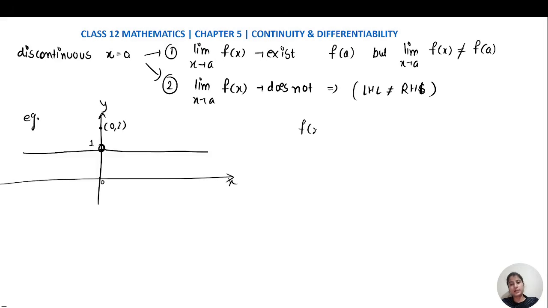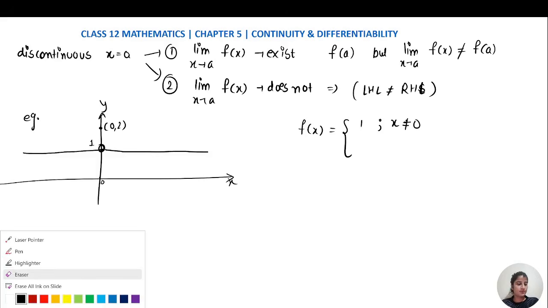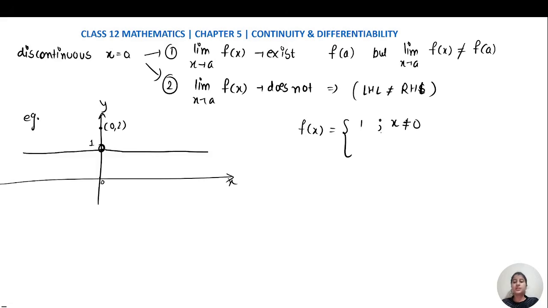So our function f of x is defined as: it takes the value 1 for x not equal to 0, and it takes the value 2 for x equal to 0. Okay, I had erased the wrong right part.